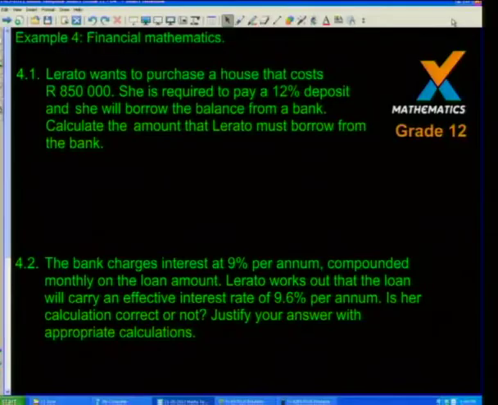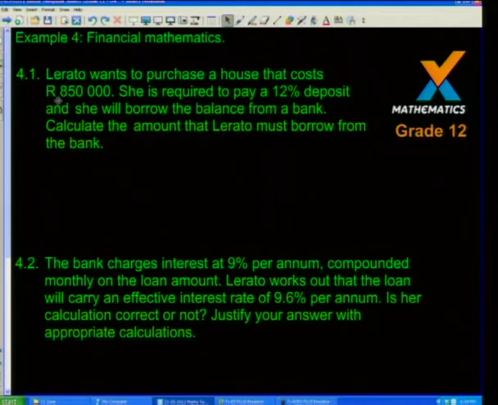Lorata wants to purchase a house that costs $850,000. She is required to pay a 12% deposit, and she will borrow the balance from the bank. Calculate the amount that Lorata must borrow from the bank. Now, obviously, this is a very easy part of the question.